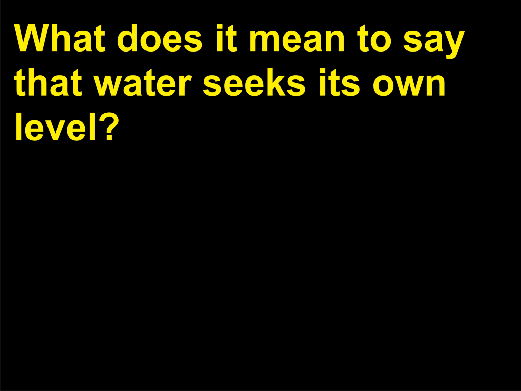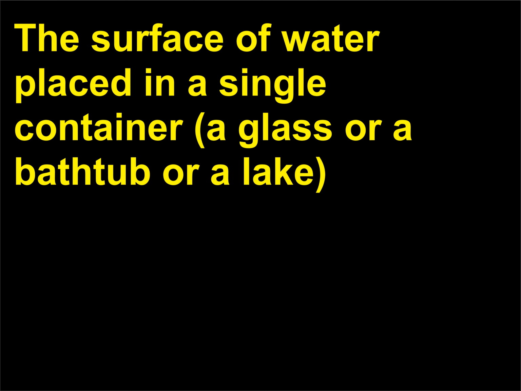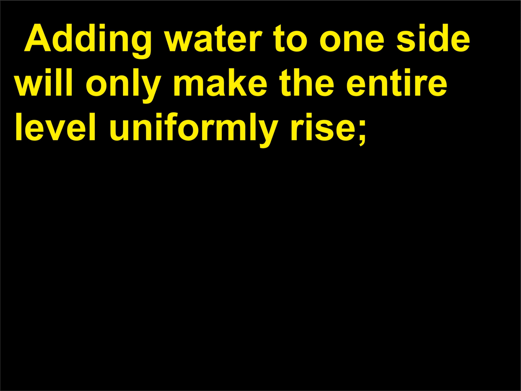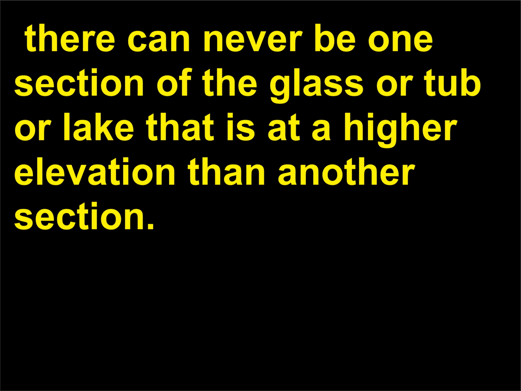What does it mean to say that water seeks its own level? The surface of water placed in a single container, a glass or a bathtub or a lake, will remain at the same level relative to Earth on both sides of the container. Adding water to one side will only make the entire level uniformly rise. There can never be one section of the glass or tub or lake that is at a higher elevation than another section.